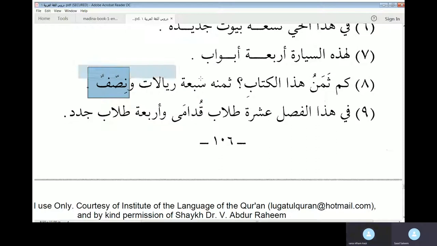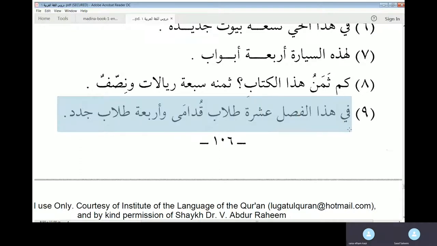So at the moment just read it. I didn't understand. What did you say? Riyalatin. Sabatu riyalatin. Because riyalatin must be plural. It must be majrur, because it is a madur from 3 to 10. Okay.